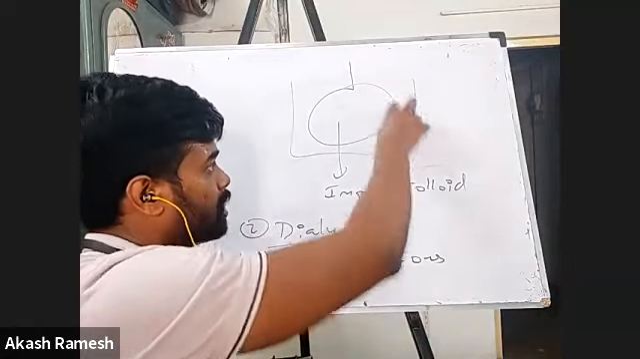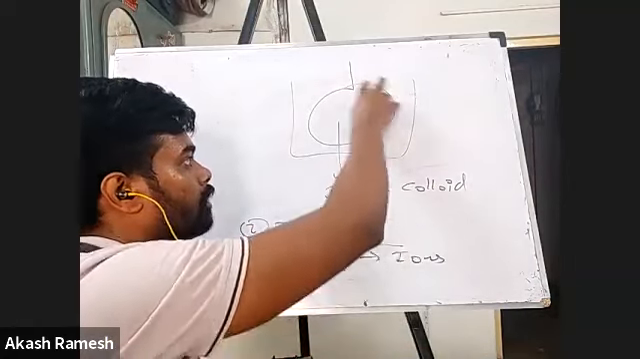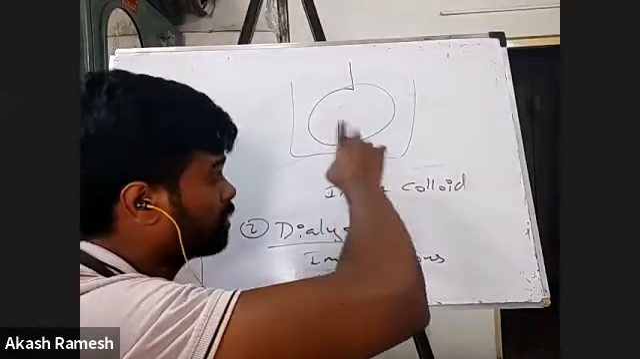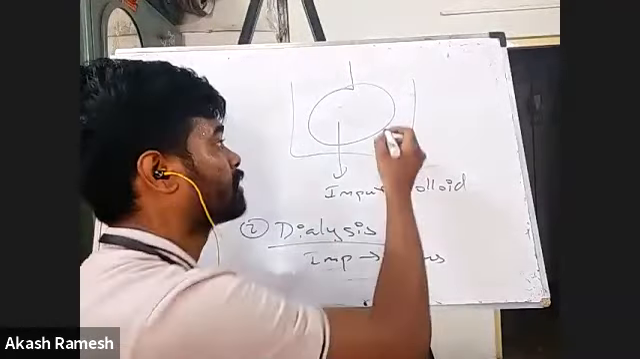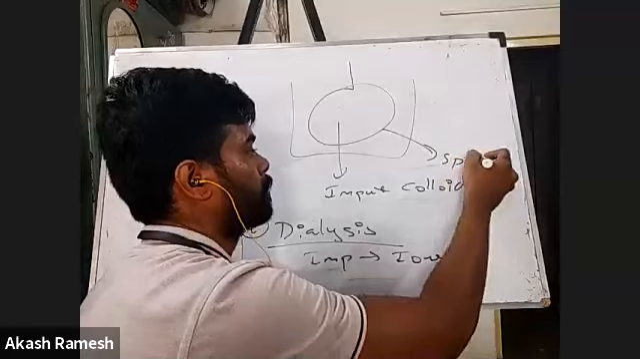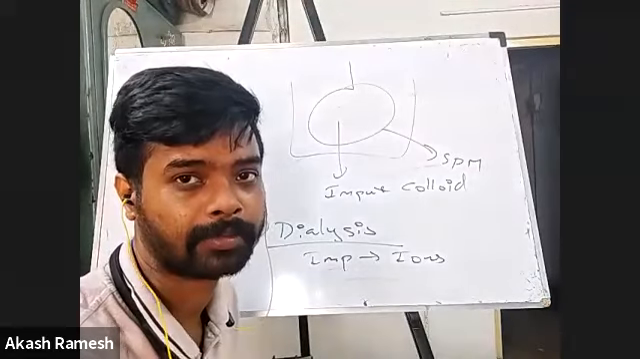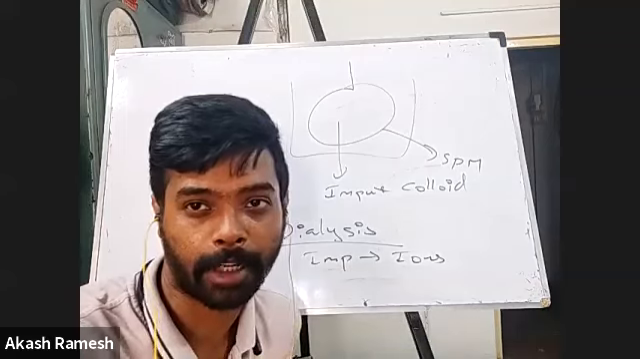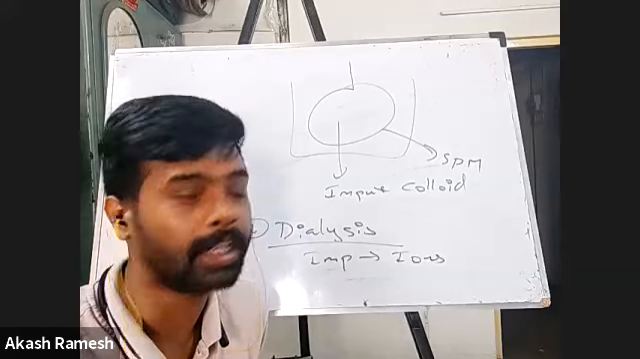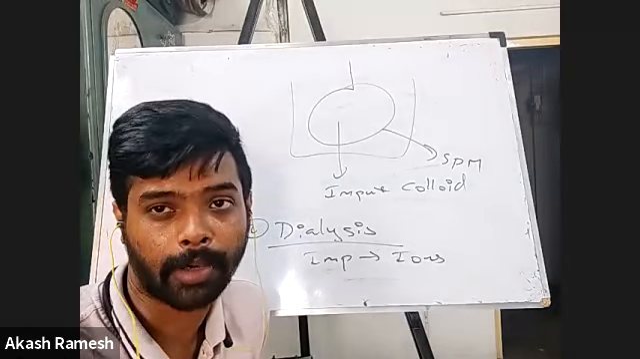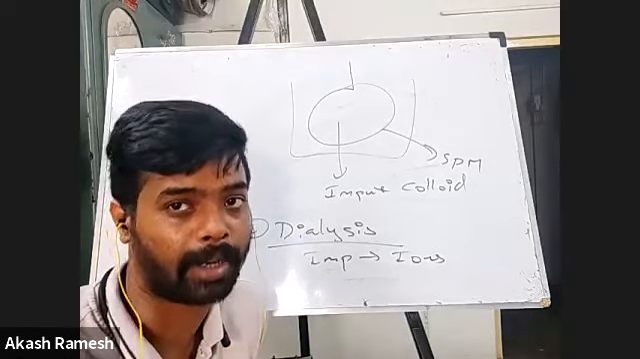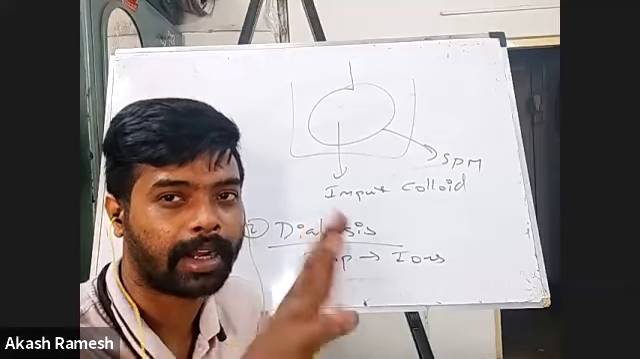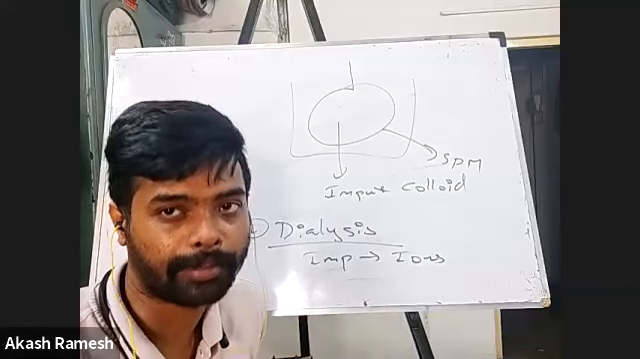And the surface of the vessel which has the impure colloid is made up of an SPM. What is SPM? Selectively permeable membrane. Exactly. Say selectively permeable membrane or semi-permeable membrane, right? So the surface is made up of a semi-permeable membrane. That means certain particles can go inside, certain particles can come out.